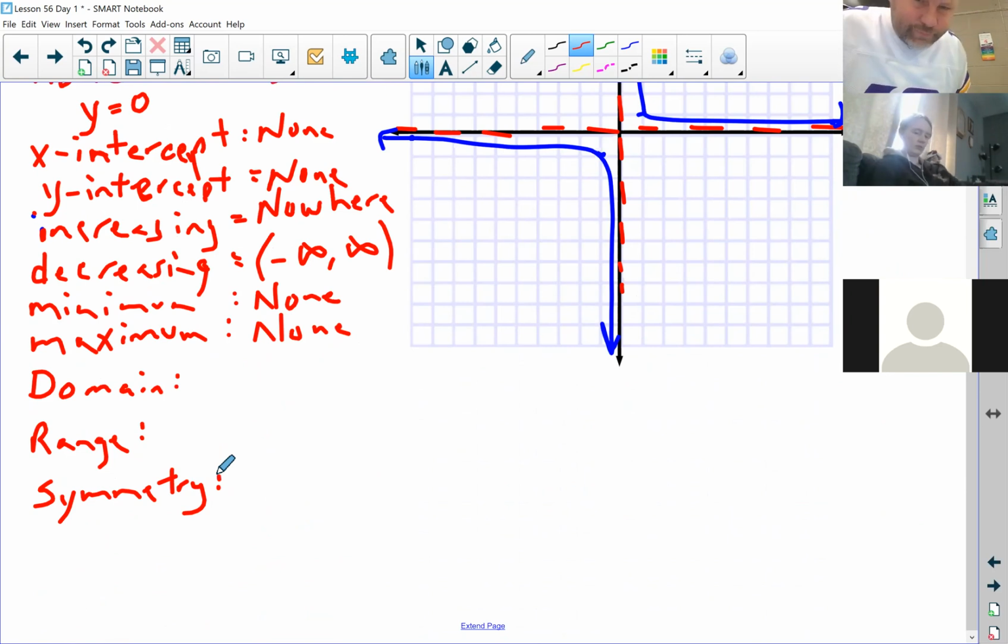So for domain, what X values can I plug in? Or sometimes it's easier to say, which ones can I not plug in? X can't be 0. And the way that we're going to say that is using that set builder notation. Our domain is all X's such that X is not equal to 0.